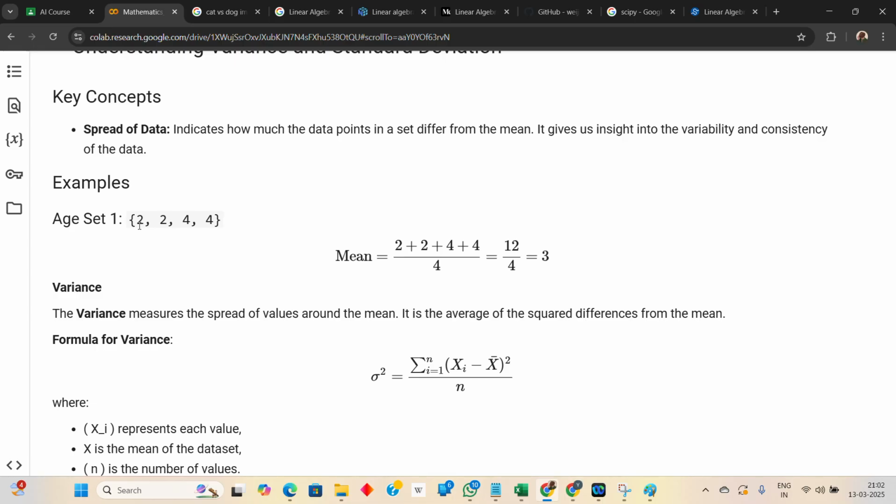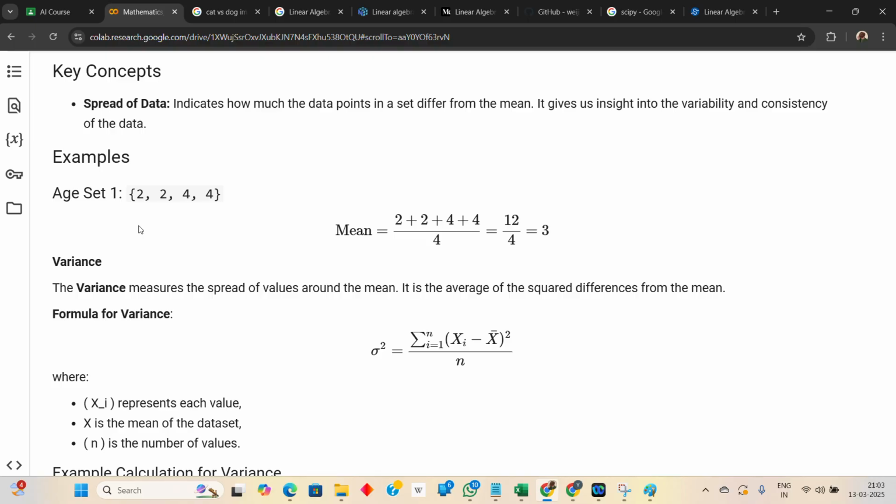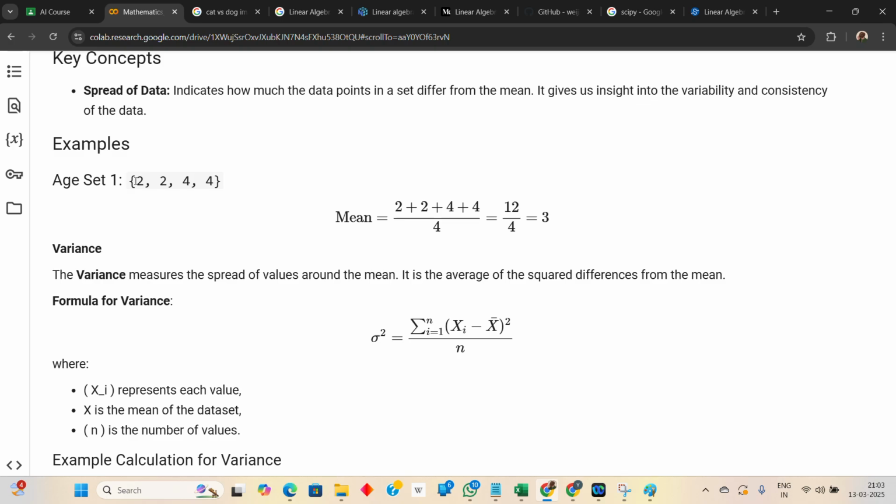Let me show you one small mathematical example. With that example, I will explain the concept of variance and standard deviation. But before that, let us consider one small use case where two age groups are there. Okay, the first age group has 2, 2, 4, 4. I calculated the mean. You can see the mean value of this is 3.